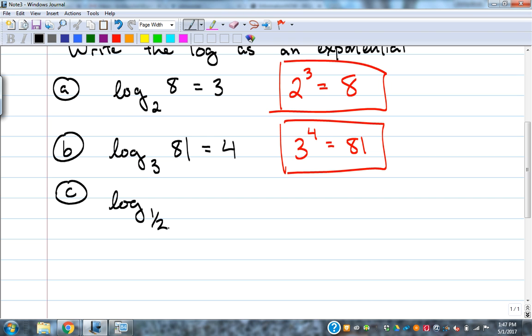Log base 1/2 of 32 is equal to -5. So throw some fractions in there, negative numbers in there. What's the base? What's the exponent? 1/2 to the -5 power is 32. That's true.